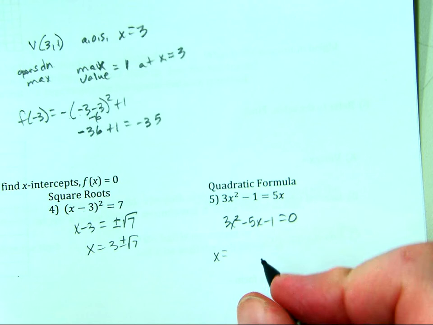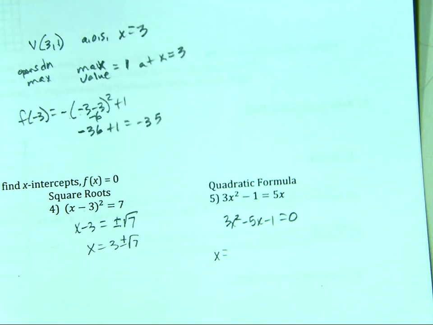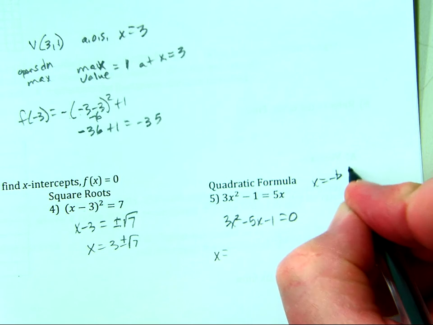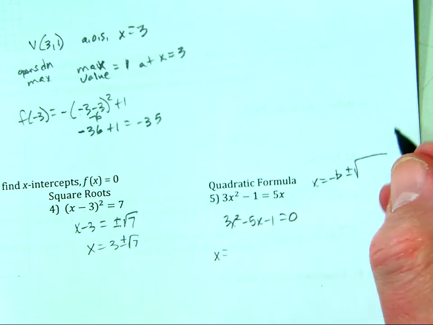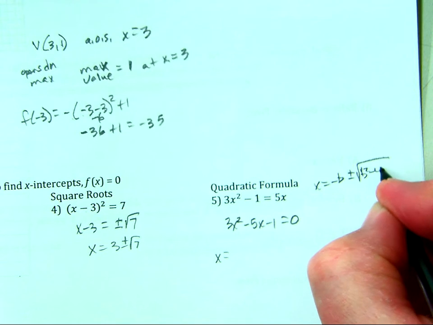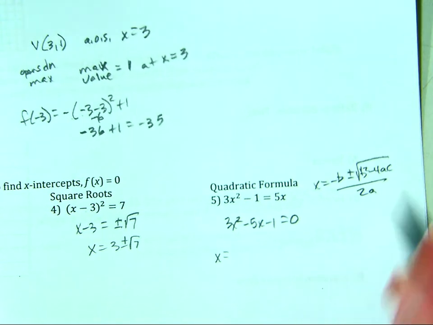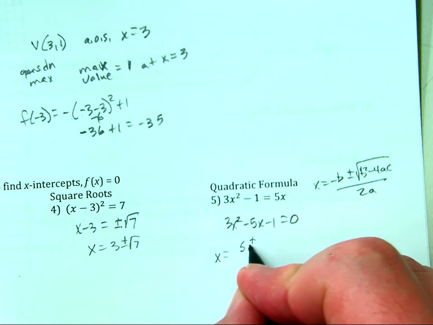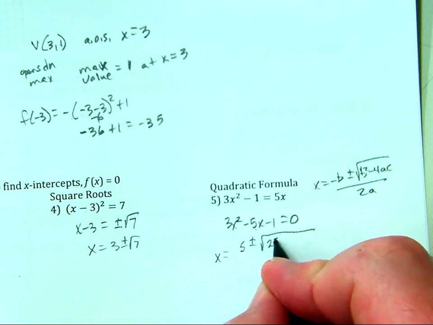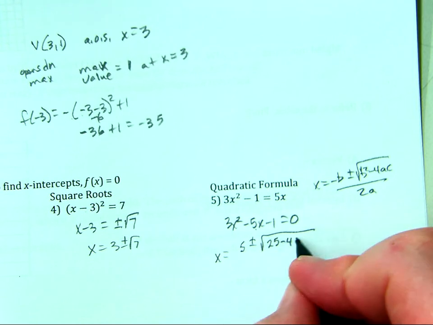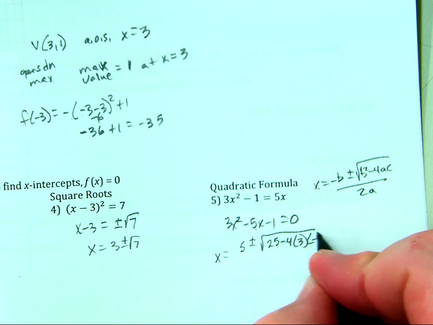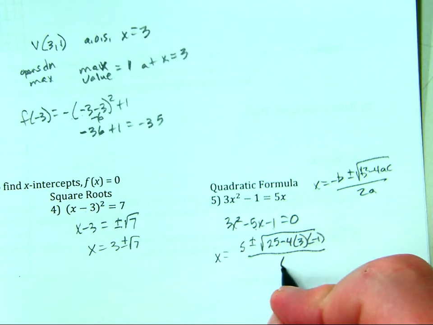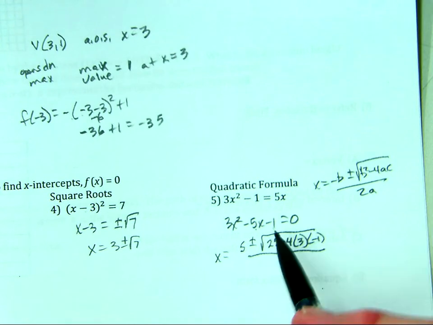So x equals negative b. Remember the quadratic formula: x equals negative b plus or minus the square root of b squared minus 4ac all over 2a. So negative b would be the opposite of 5, which is positive 5, plus or minus the square root of b squared, 5 squared is 25, minus 4 times a, which is 3, times c, which is negative 1, all over 2a, which is 2 times 3 is 6. So that's the quadratic formula: negative b plus or minus the square root of b squared minus 4 times a times c all over 2a.